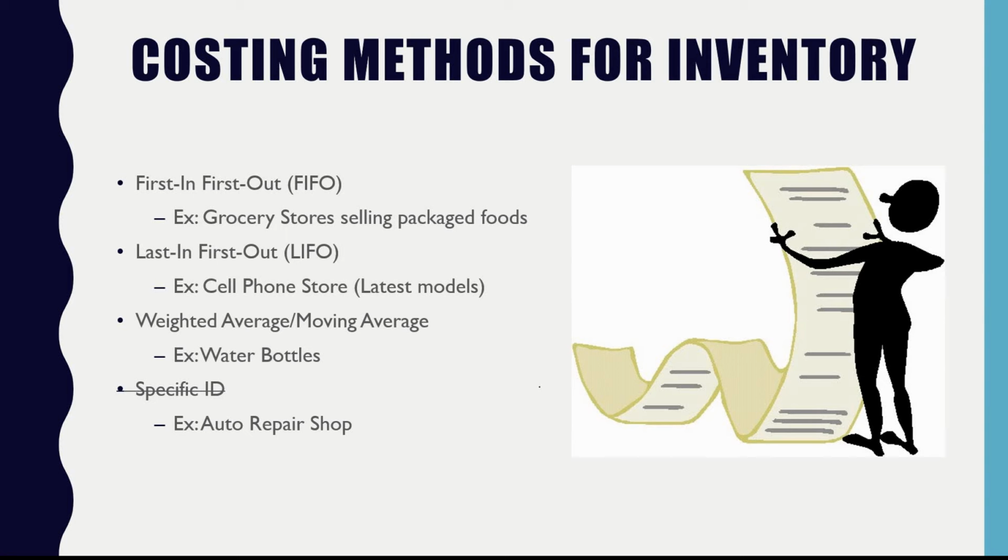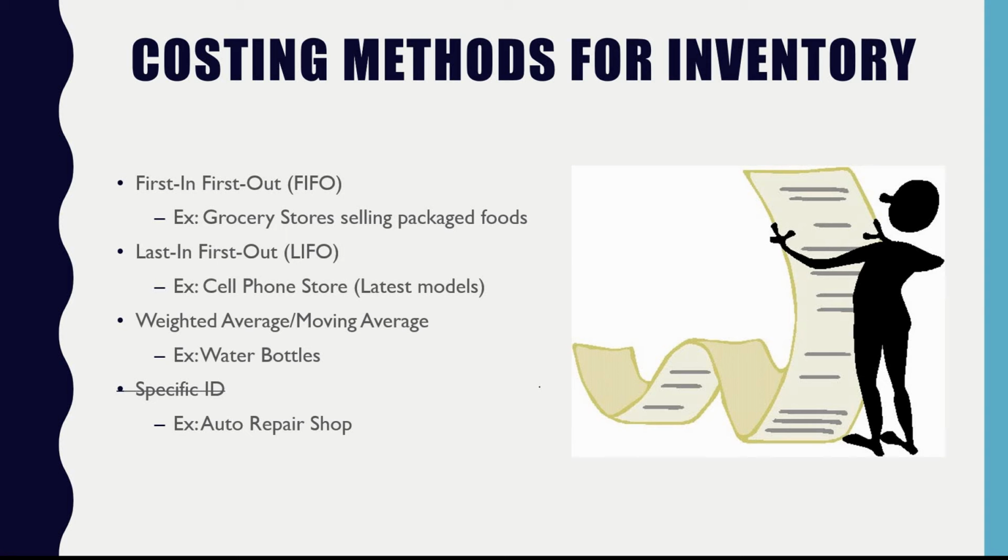Now, on here, I list out 4. I'm going to explain every single one, but for this class, I'm only going to teach you the first 3, just because you're more likely to commonly see these happen versus specific ID. So let's start with the very first one. Very first idea here is that we're going to be taking a look at first in and first out rule or method.